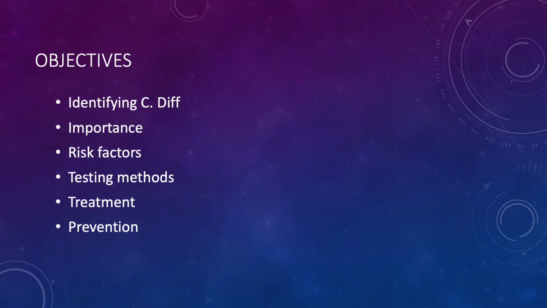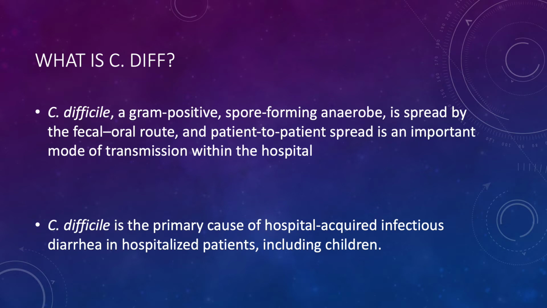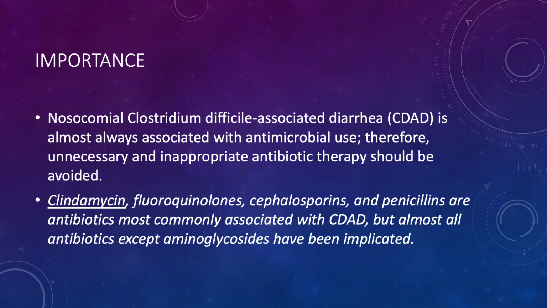So some objectives that we will be going over is identifying C. diff, the importance, risk factors, testing methods, treatment, and prevention. So what is C. diff? C. diff is a gram-positive spore-forming anaerobe and is spread by the fecal-oral route, and patient-to-patient spread is an important mode of transmission within a hospital. C. diff is a primary cause of hospital-acquired infectious diarrhea in hospitalized patients and children.